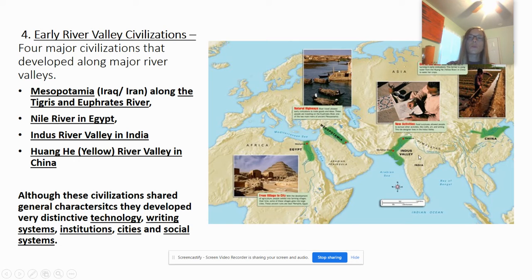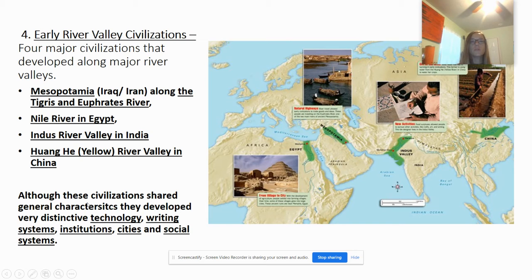The 3rd river valley civilization is the Indus River Valley civilization, and this is the one that is perhaps the least well known, but as historians study more and more, we are learning how complex and how developed this area of the world really was. And then finally, you have the Huanghe River or the Yellow River Valley civilization in China that is quite distinct because of the available natural resources that it had there.